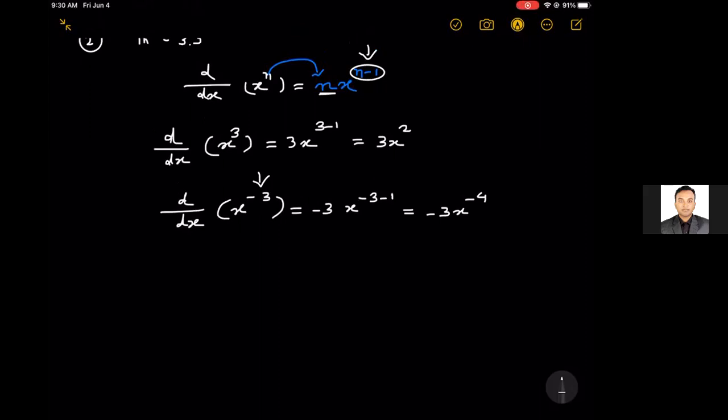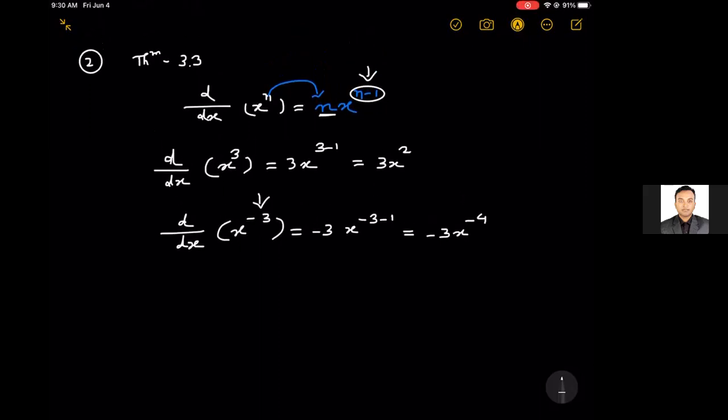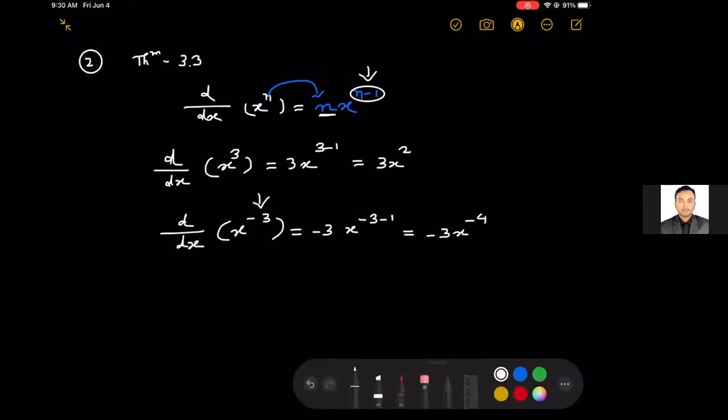Okay, so this is the rule we'll use probably the second most time. Now the question could be, which formula will we be using the most times? The answer is the next one. No, not the next one, sorry about that.